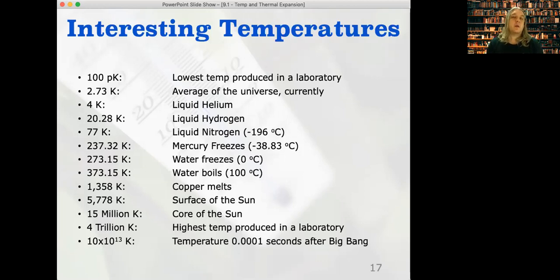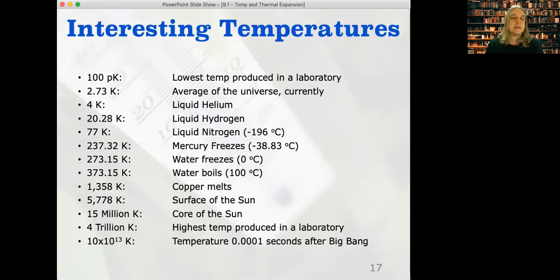So pico, if you remember your SI prefixes, pico is 10 to the negative 12. They got down to 100 times 10 to the negative 12 Kelvin. So that's how cold they made something in a lab. And on the other end of that spectrum, the highest temperature produced in a lab is 4 trillion Kelvin.